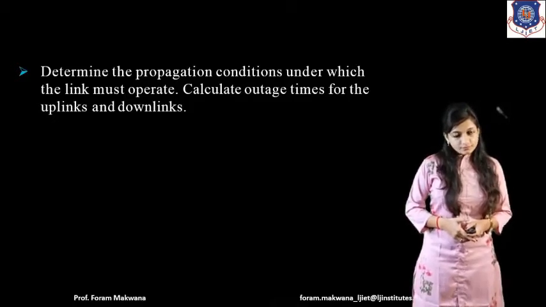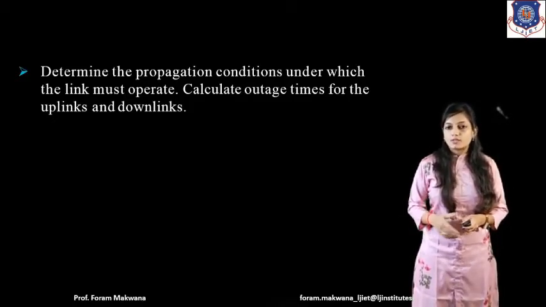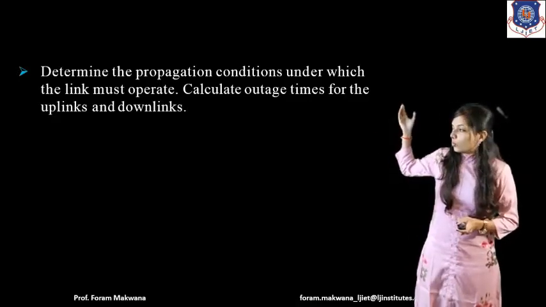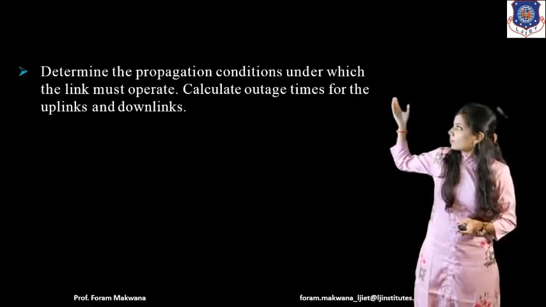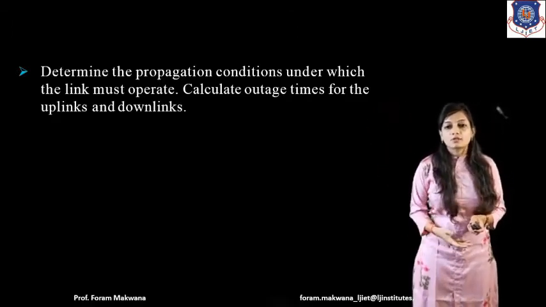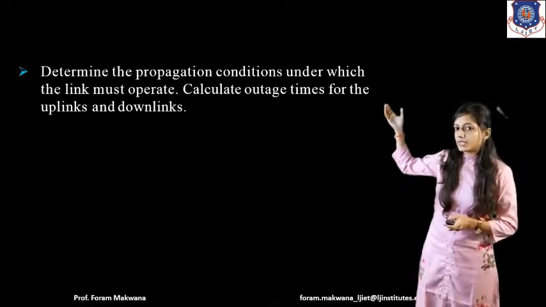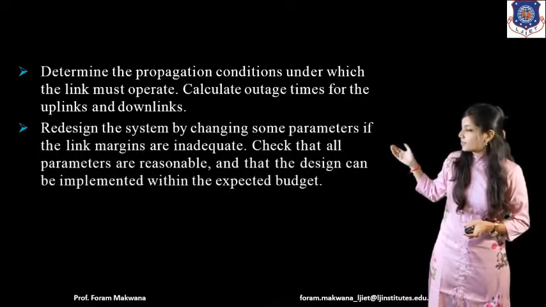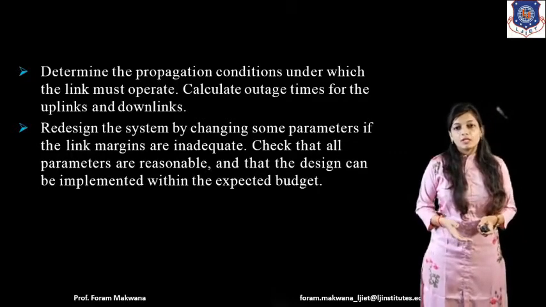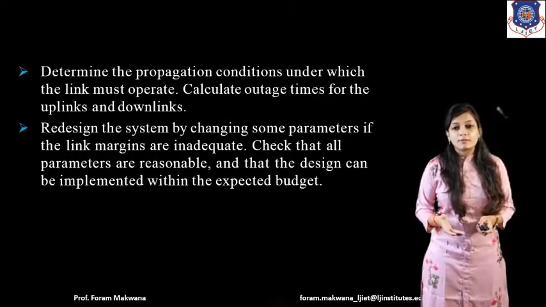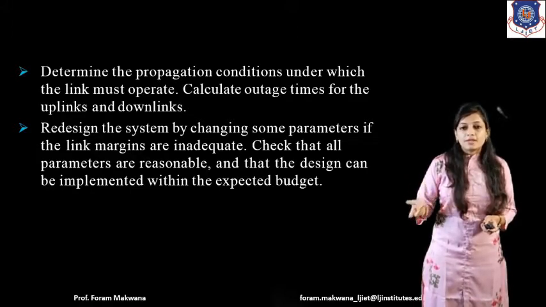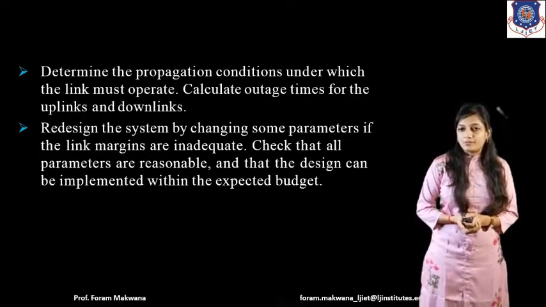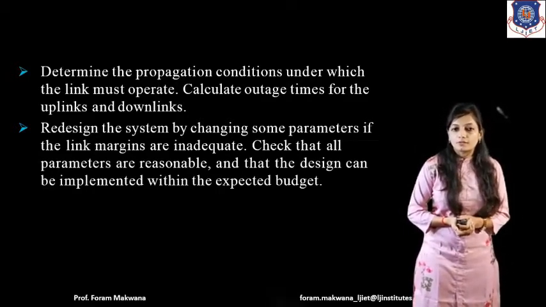Now, we need to first consider what is my frequency band, and which will affect my carrier power. Why? Because we need to determine what is the propagation condition under which a link must operate. So we are calculating the outage time for uplink as well as for the downlink, and we will redesign the system by changing some parameters. Because this link budget lets us simply change a parameter, and we are able to recalculate all the carrier power, the received power as well as the noise power, right?